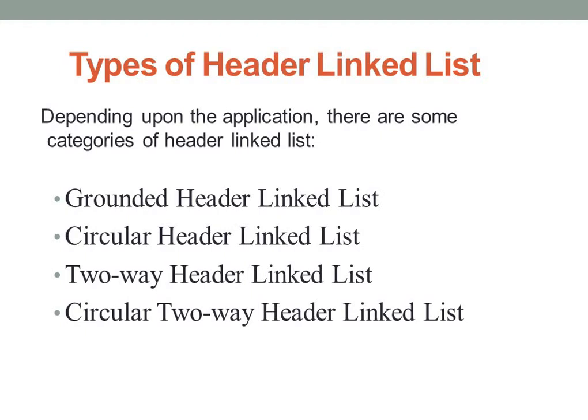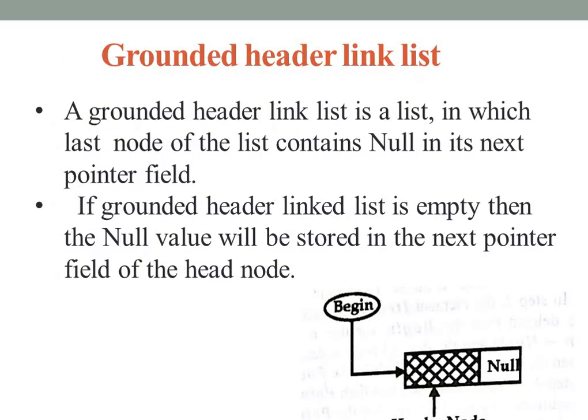Now let's see what the different types of header linked list are. There are four types: grounded header linked list, circular header linked list, two-way header linked list, and circular two-way header linked list. So let's see the first one, the grounded header linked list.